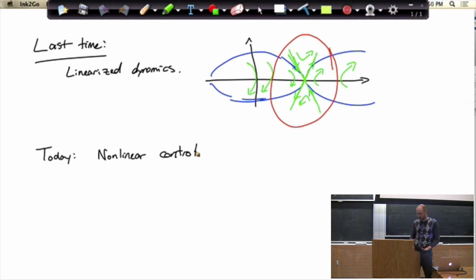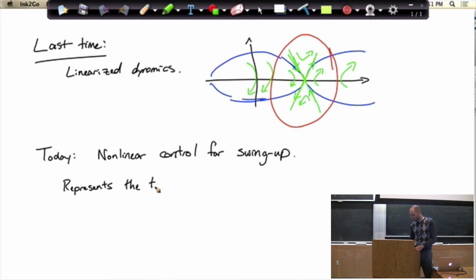In particular, the thing we didn't solve: we separated the problems before into swinging up the acrobot and cart pole, and then balancing. So we did the balancing, but we haven't done the swing up task. And so today we're going to do nonlinear control for the swing up. And I think it represents the not optimization based, the more traditional approaches to nonlinear control.